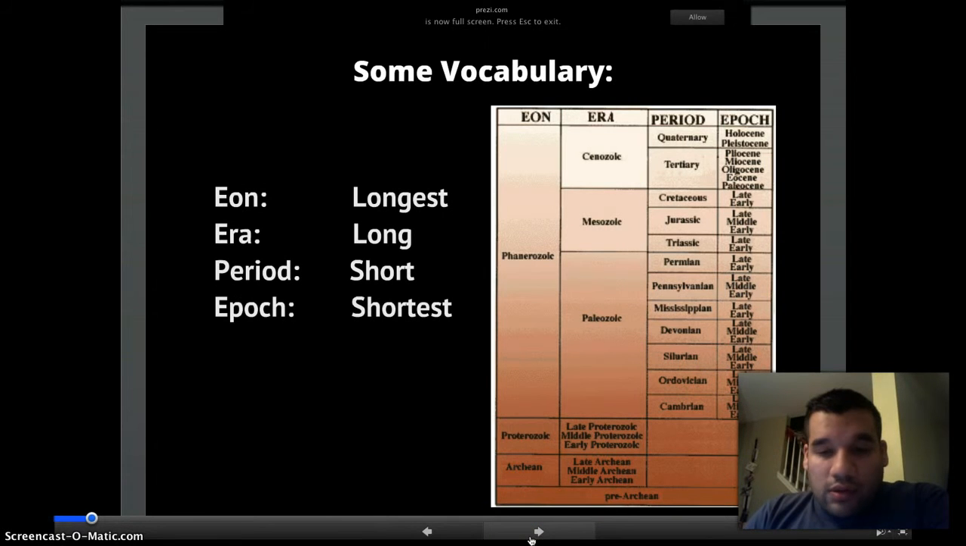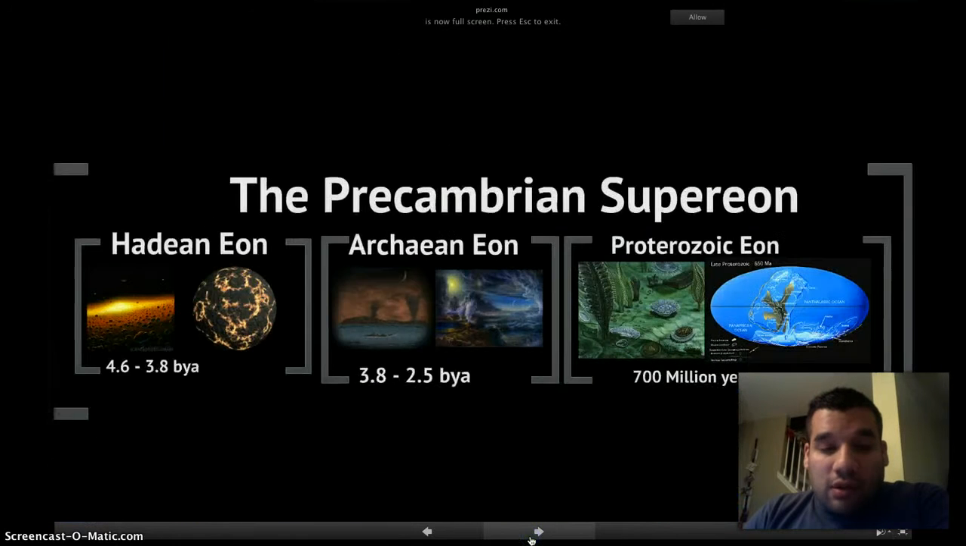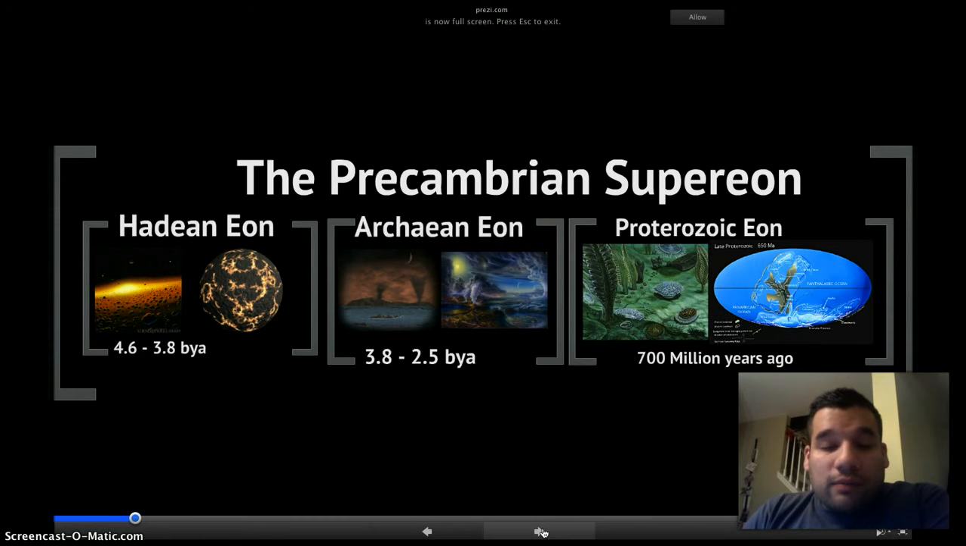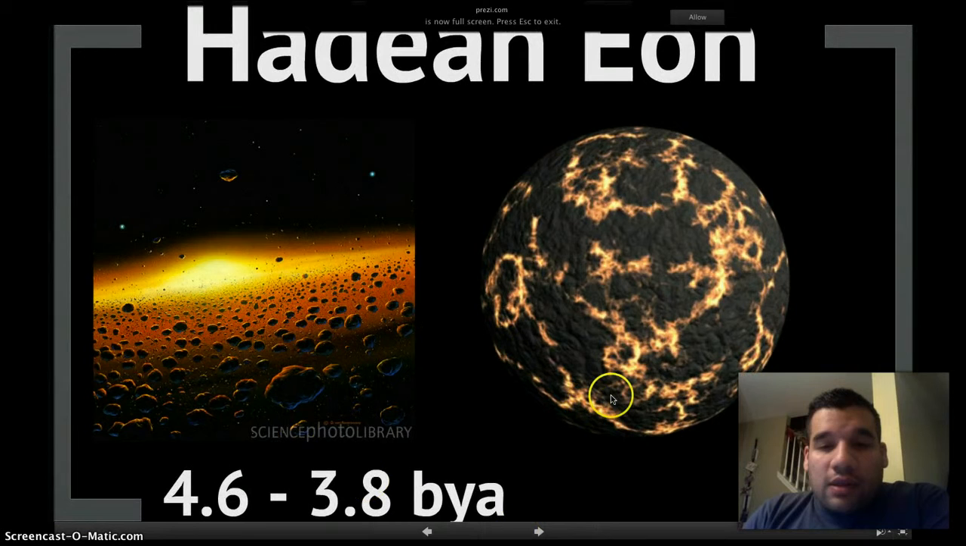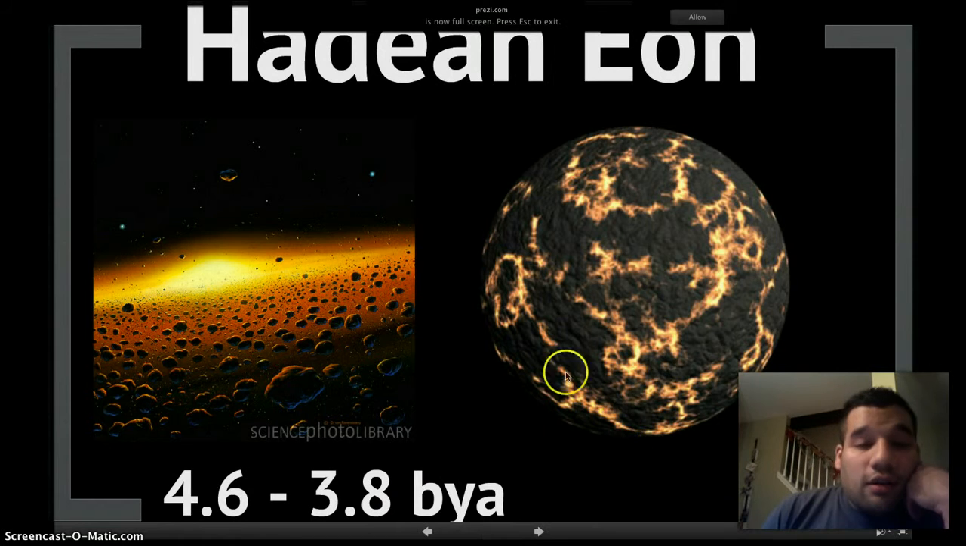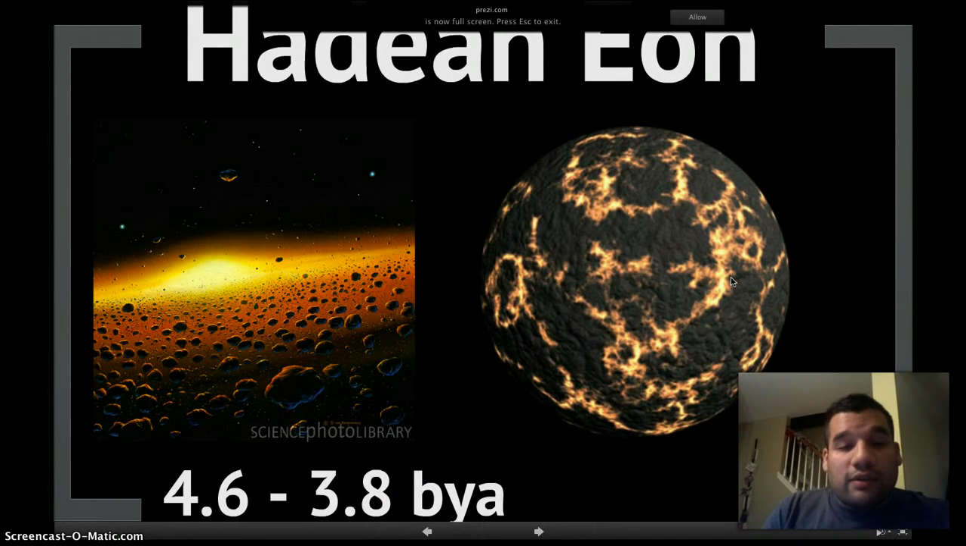So we're going to take a look now at more specific chunks and what they're called. So the Precambrian super eon, that's what I was mentioning earlier, is between 4.6 billion years to 700 million years ago. There are 3 different eons that occurred during the Precambrian supereon: the Hadean, Archean, and the Proterozoic. And each of these, if you look at the pictures, sort of describes what the Earth looked like back then. So the first one, Hadean, is basically what you think of as primordial Earth. It's really hot, lots of lava, lots of volcanic activity.